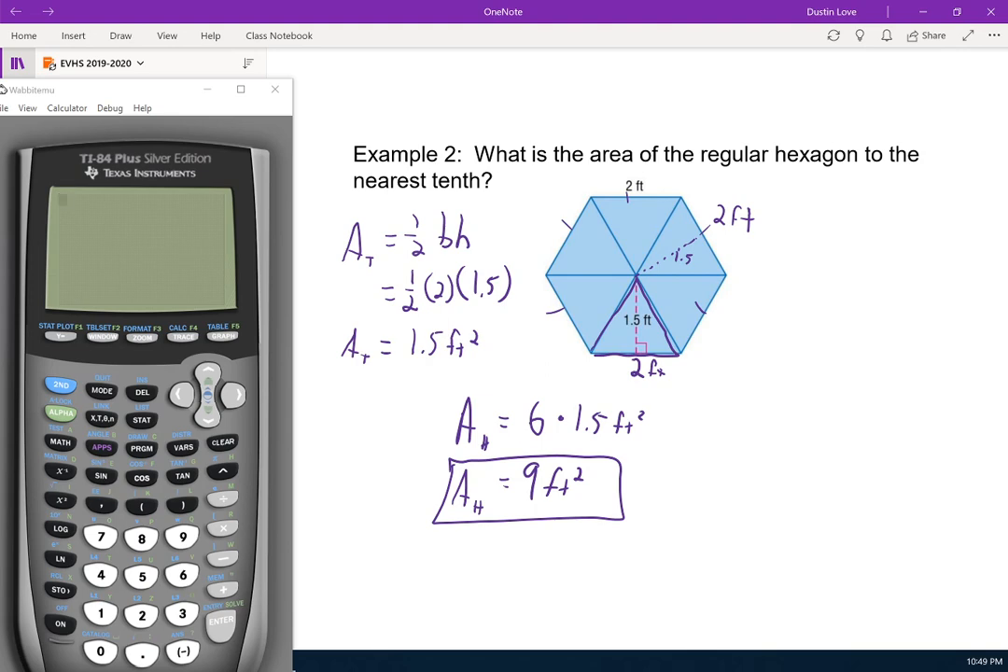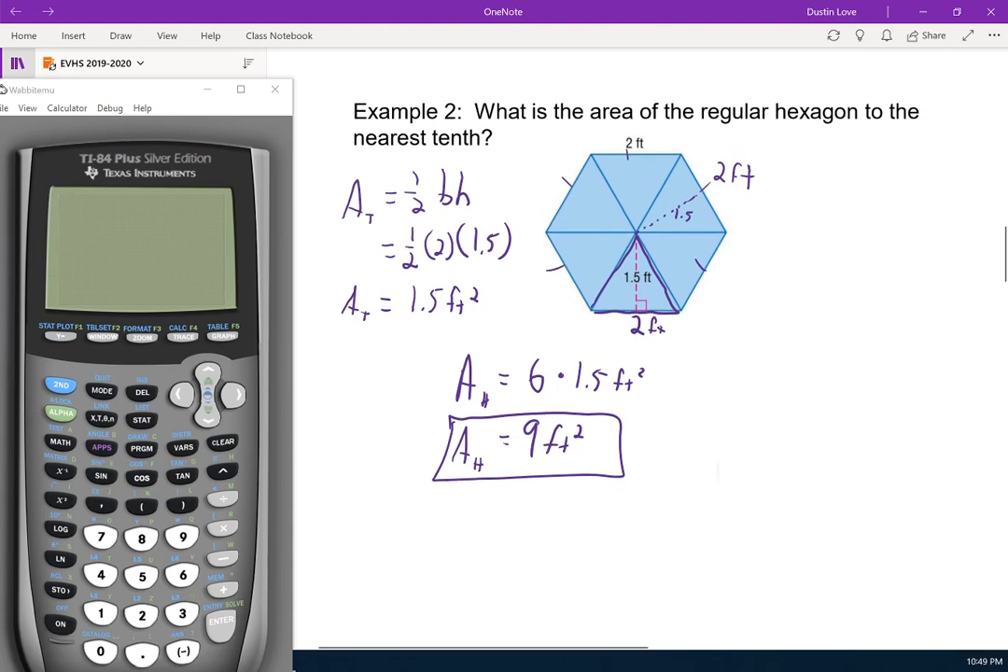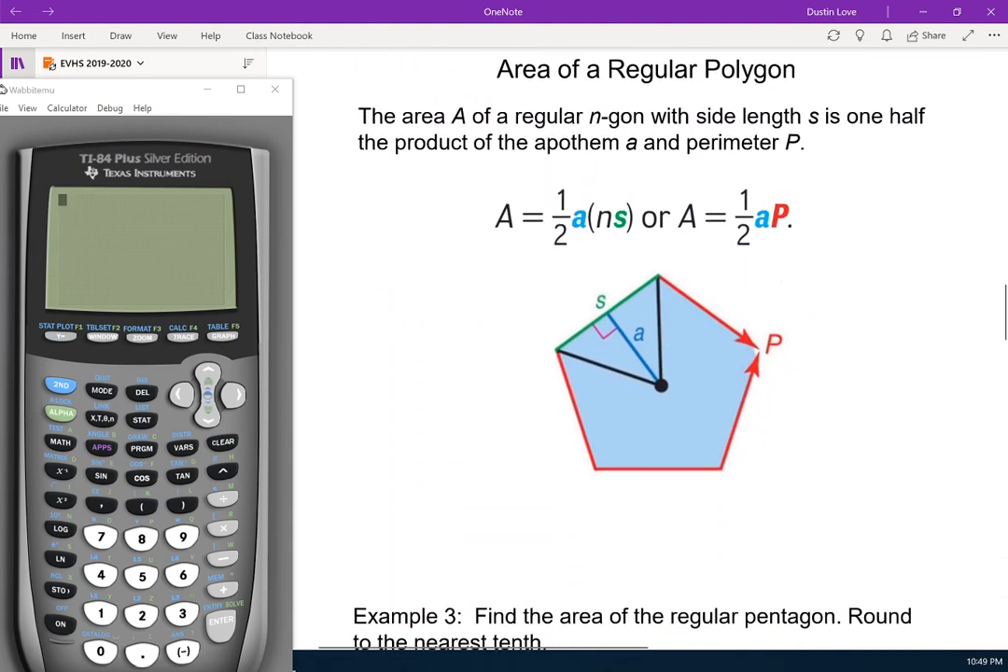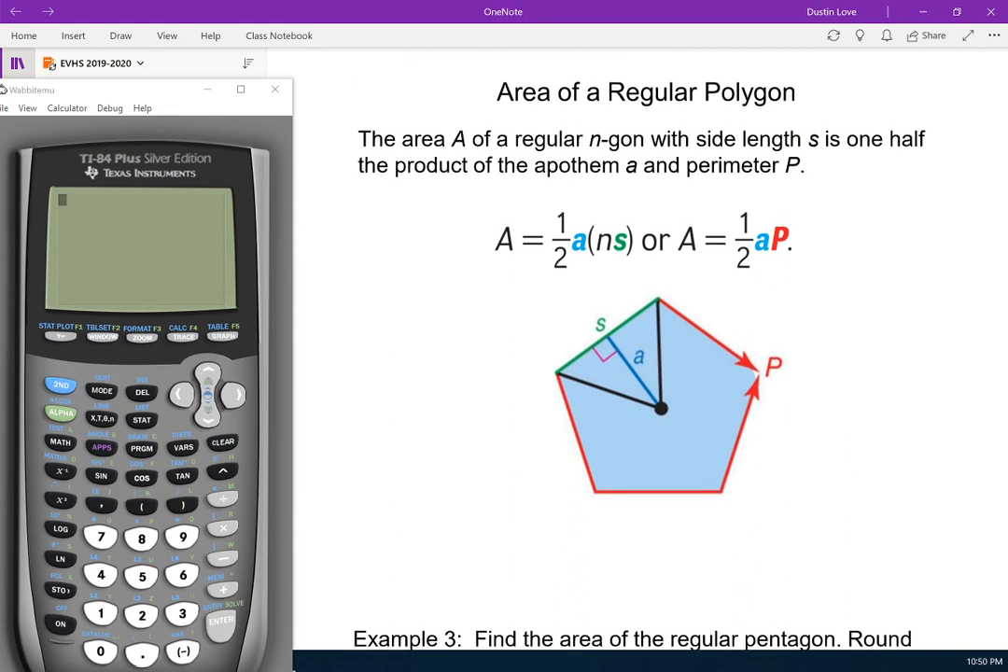Now this method of finding the area of each individual triangle and then adding them all up or multiplying by the number of triangles, that is perfectly valid. You could do that every single time if you want, or we could jump into our shortcut. And I'm not going to spare you the derivation of this, but essentially what we're going to do is take 1/2 times the apothem times the number of sides times the length of each side. So if we know the apothem and one side length, I can find the area.